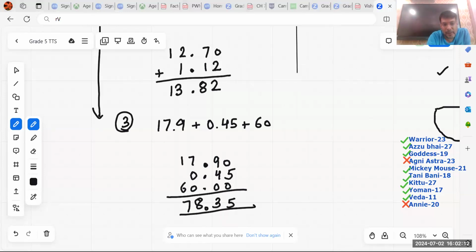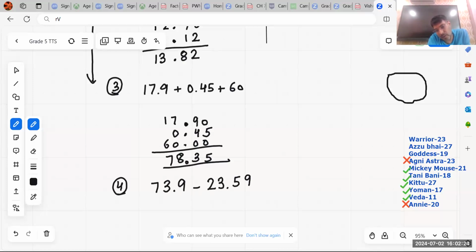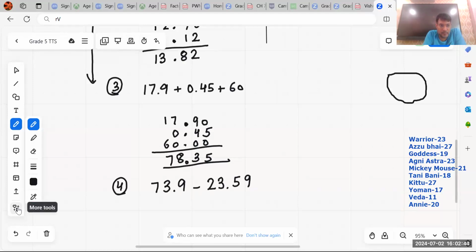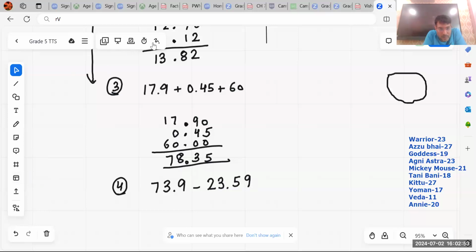Yes. Let's do the next question where we have to subtract. Subtraction will also be done the same way. Exactly the same way we will do the subtraction also. There is no difference. We make them into like decimals, then we subtract. And decimal point should come below the decimal point. Has everyone noted down the question? Yes, sir.